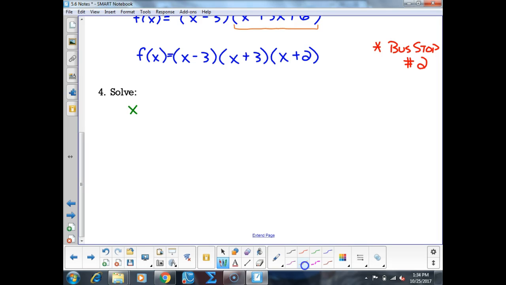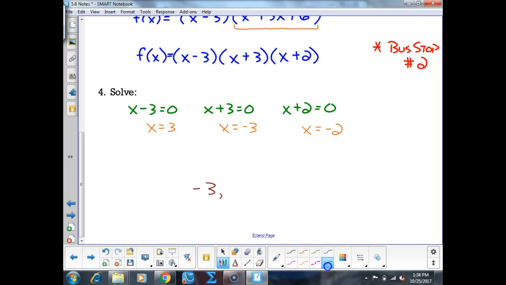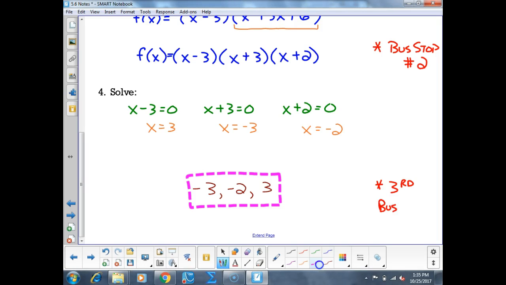So I set them all equal to 0. And then I solve them all. So my answers here, my 3 zeros, are -3, -2, and +3. And that, ladies and gentlemen, would be our third bus stop.